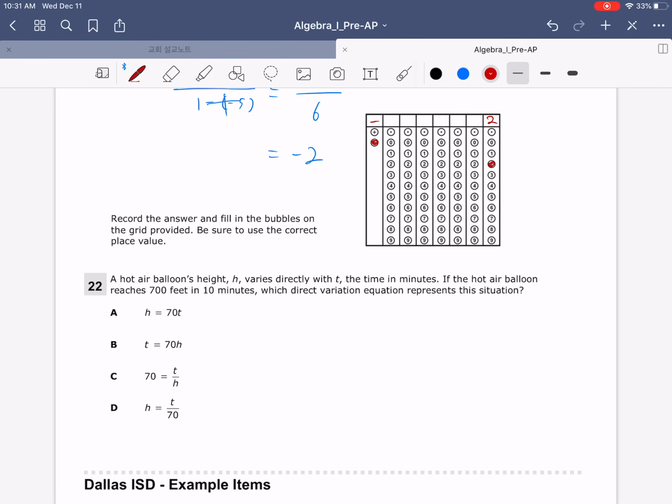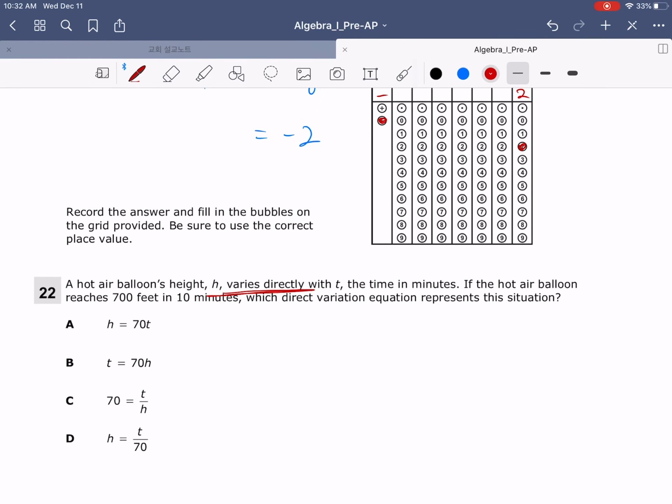Question number 22, what is this? Oh, it's another direct variation, because it says varies directly, right? So it's gonna be what? Always first y equals kx, but it said it used h and t, right? So let me just use h and t. H comes first, so it's gonna be h is equal to k times t, okay?